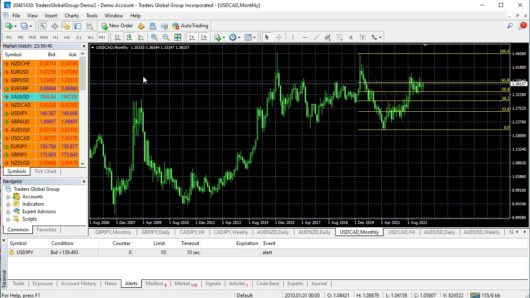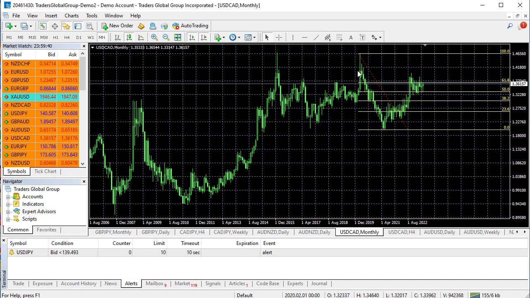If you're looking at it all the way from like 2006, this is how it looks on the monthly chart. But the main thing is this, since about 2016, the market has basically been ranging on a monthly time frame. So you can see down, up, sideways. It has been going sideways basically.